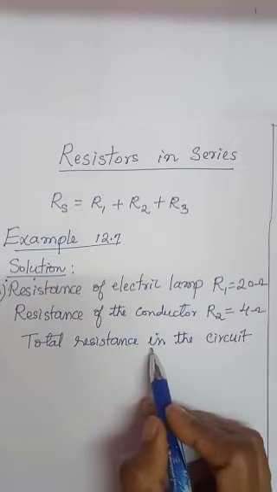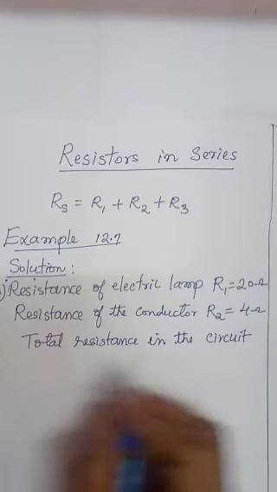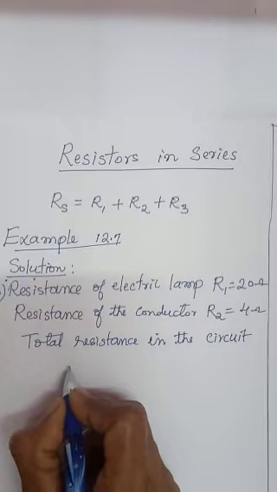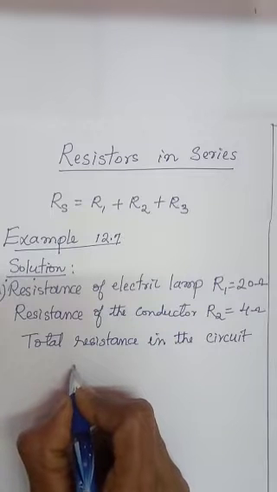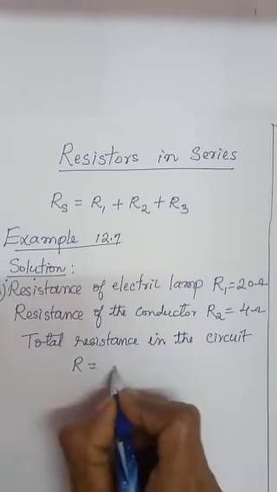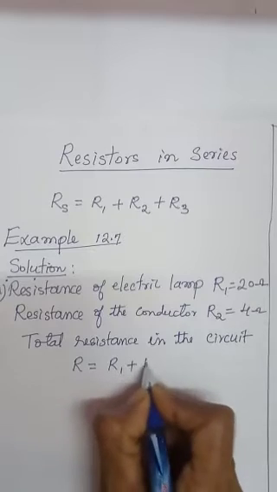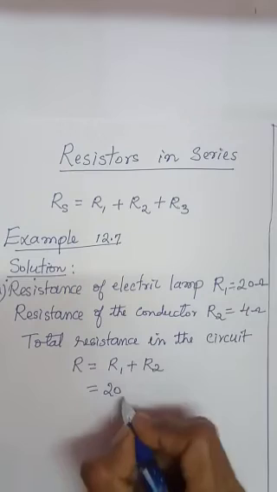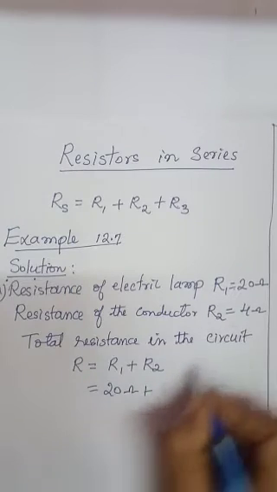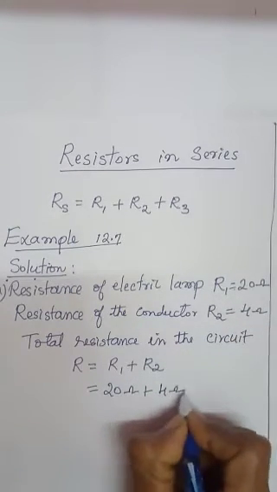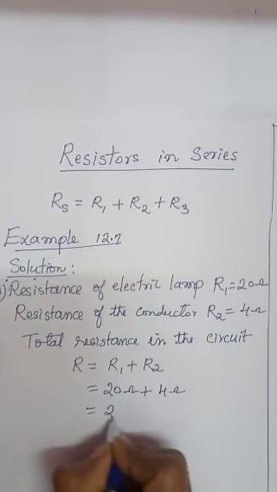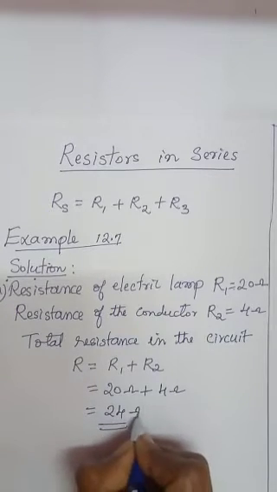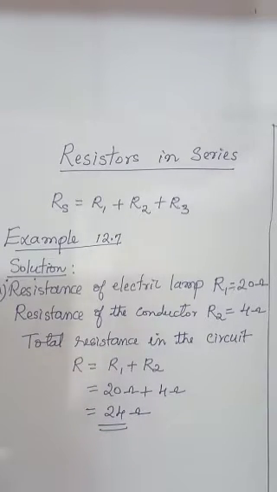Calculate the total resistance in the circuit. Total resistance is the sum of the resistance of the two resistors. R is equal to R1 plus R2. R1 is 20 ohm. Substitute this value in this equation. Plus R2 is 4 ohm. 20 ohm plus 4 ohm is equal to 24 ohm. This is the total resistance in the circuit.